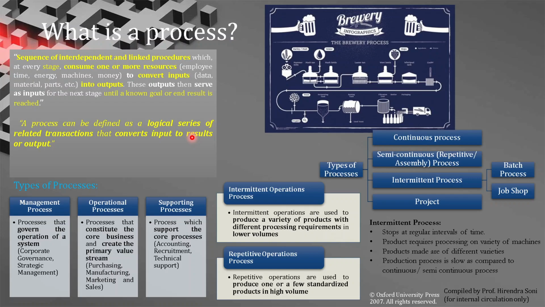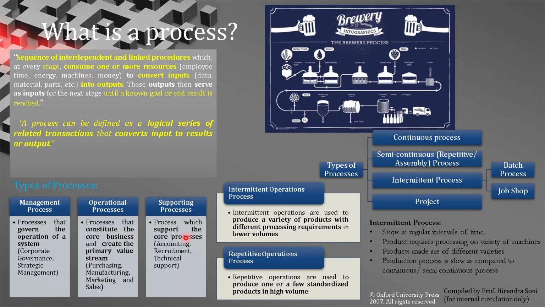Processes can be broadly categorized into three: management processes, operational processes, and support processes. Management processes govern the operation of the system in terms of corporate governance, strategic management, and so on. Operational processes are those which constitute the core business and create a primary value stream, for example, purchasing, manufacturing, marketing, and sales. Support processes are those which are supporting your core processes, for example, accounting, HR, technical support. These are some of the support processes.